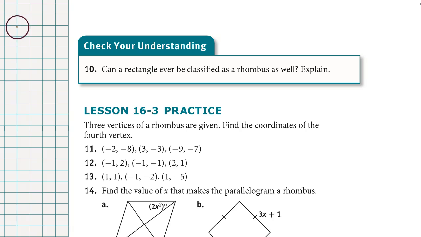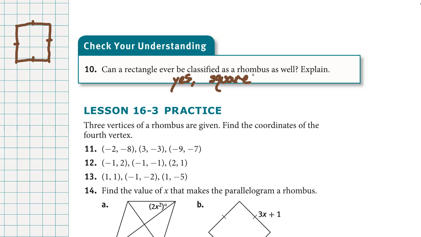To be a rectangle, there must be 4 90-degree angles. And to be a rhombus, there must be 4 equal sides. So as long as it's possible to draw a shape that has 4 90-degree corners and has the 4 equal sides, then a rectangle would be a rhombus. So the answer is yes, and that would be when our shape is a square. So if we have a square, then that is a rectangle and it is a rhombus.